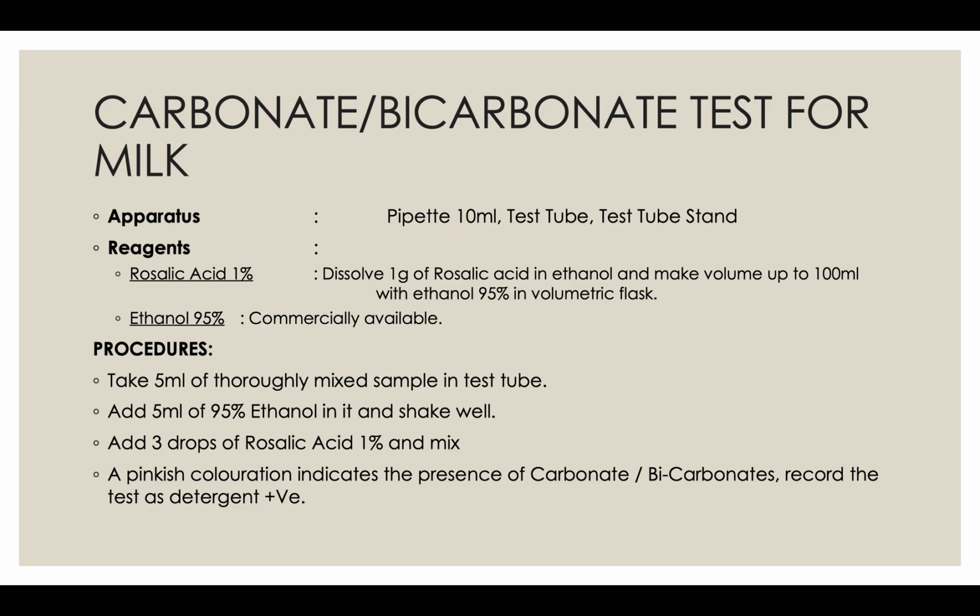To prepare 1% rosolic acid, add 1 gram of rosolic acid in ethanol and make the volume up to 100 ml. Take 5 ml of a thoroughly mixed sample, add 5 ml of 95% ethanol to it, then add 2 to 3 drops of rosolic acid 1% solution and mix. A pinkish color indicates the presence of carbonate or bicarbonate. If pink color appears, then the test is positive.